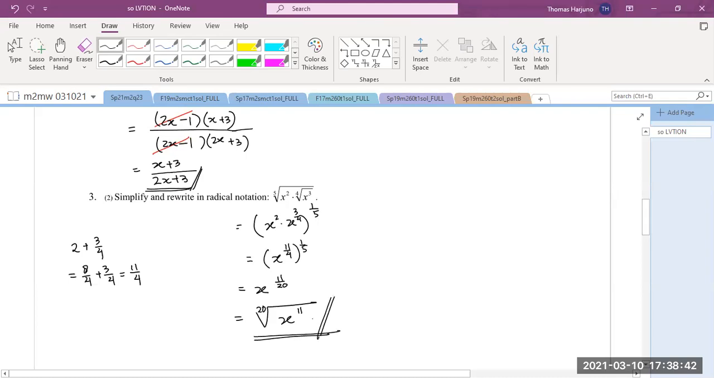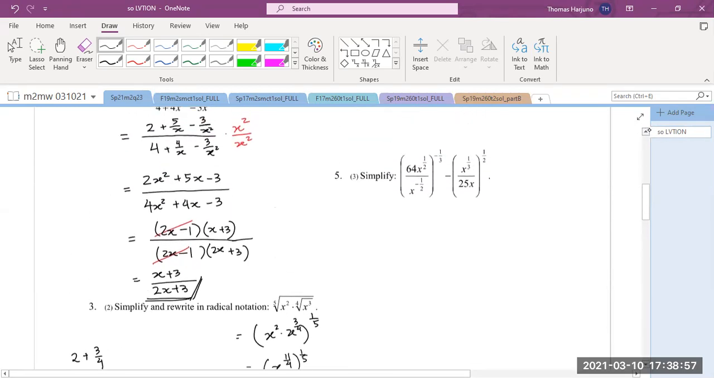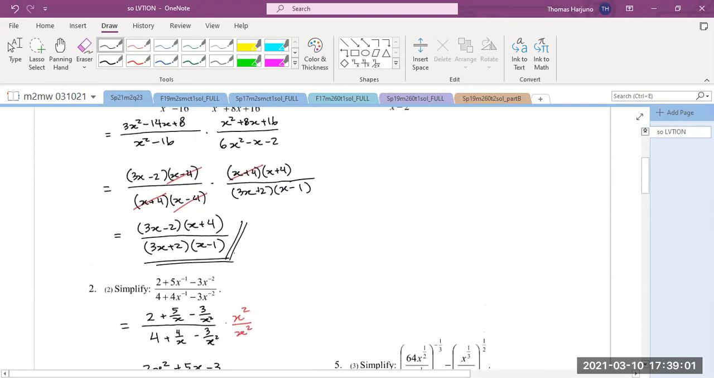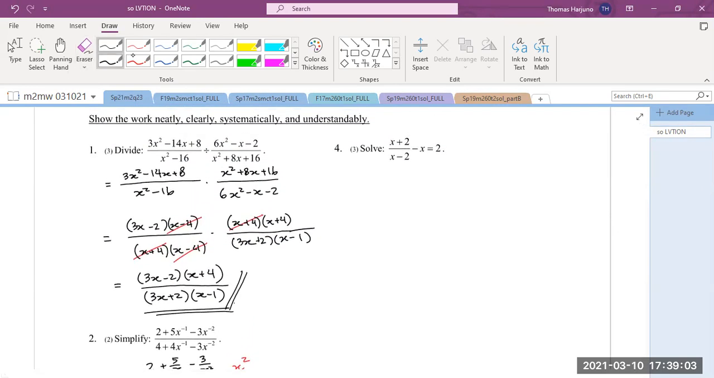Okay, that's for number 3. So basically I changed that into rational exponent first so that I can simplify easier. And then I change it back into radical notation. That's number 3. Number 4. Slow me down if you think I'm too fast. Number 4, I will multiply by the LCD.